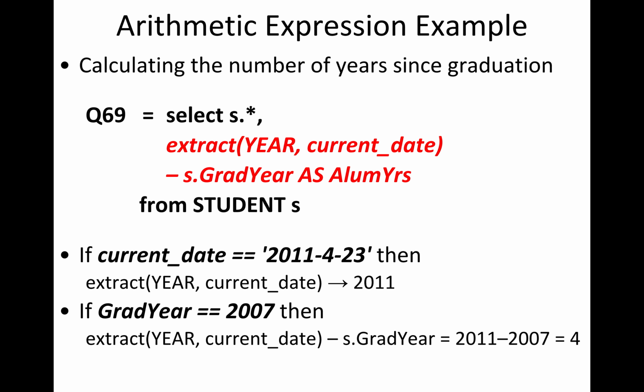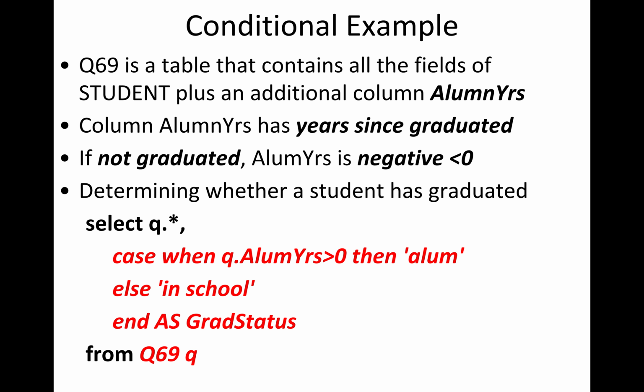If your graduation year is in the future, if this were 2012, 2013, then this would give you a negative number, right? So you're not yet an alumni. So if it's positive, that means you've graduated. If it's negative, then you have not graduated yet.